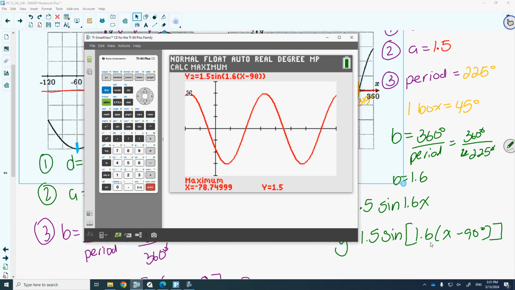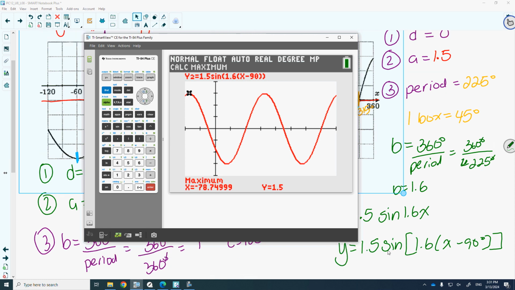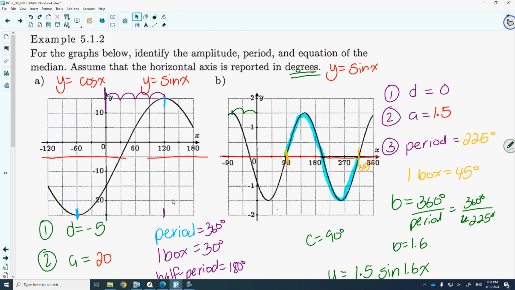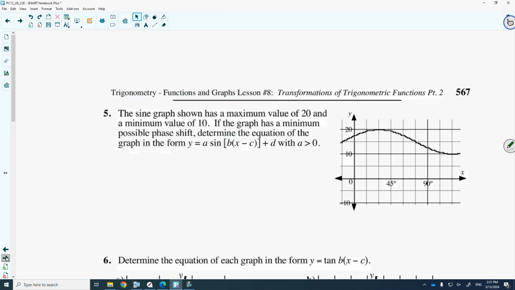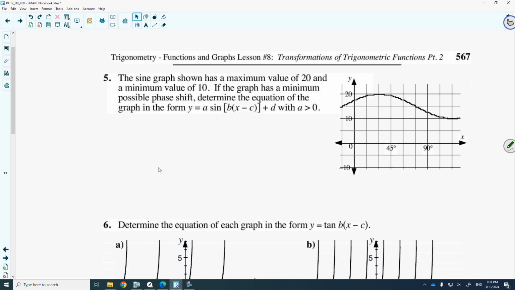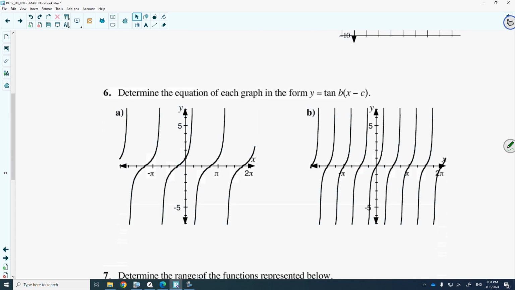So if it was a cos equation, for those of you that want to know, the equation would be 1.5 cosine 1.6, this would be x plus 78.749. Close your brackets, and you would get this exact same picture. Okay, so you need to know those four graphs for your quiz, and then make sure you know how to do lesson 8, class examples 3, 4, 5 for your quiz. I will do question 6 right now to show you how to do tan, but that will again be for your exam.